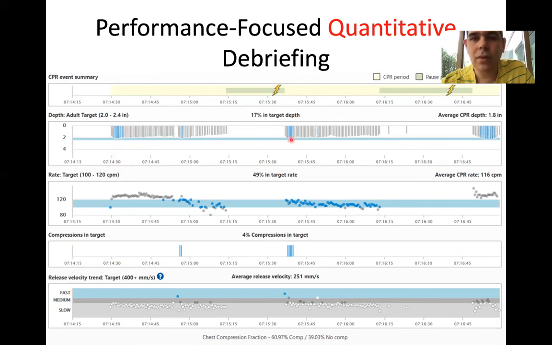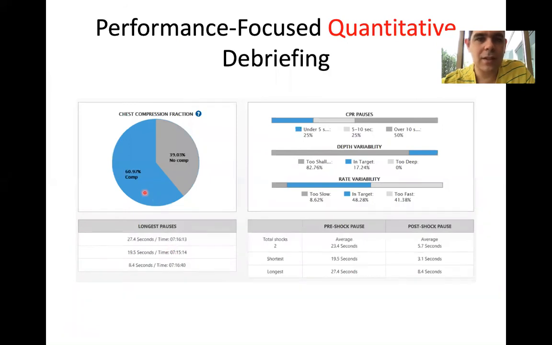The blue bars indicate adequate depth and the gray bars indicate inadequate depth. If you look at the pie chart here, you will see that the compression fraction is only 60%. It tells you the longest pauses, the pre-shock pause and the post-shock pause, the CPR pauses, your depth variability and your rate variability. So here you can see that only 60% of the time was the resuscitationist or the operator on the chest. Almost 40% of the time was spent off the chest, so that's quite poor.